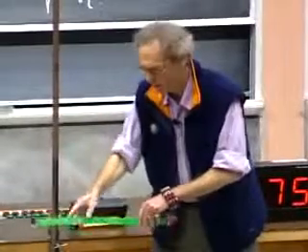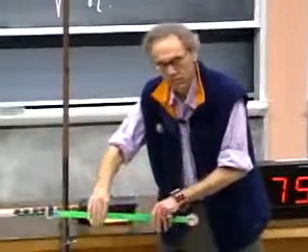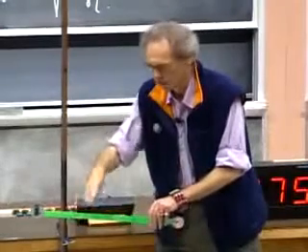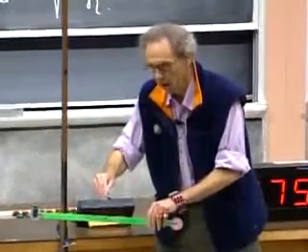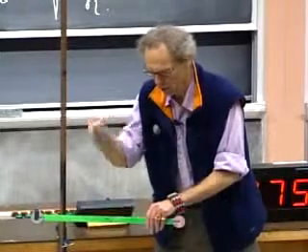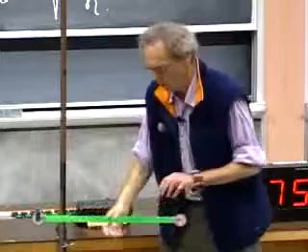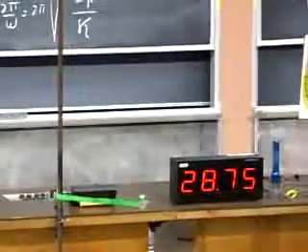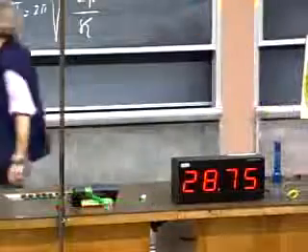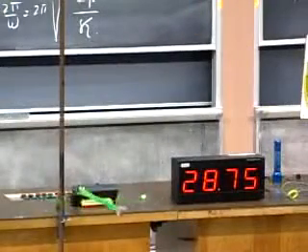1, 2, 3. 6 pi. Piano wire. Okay, let's go. I will start the timer when it stops. We have some time. 6 pi.